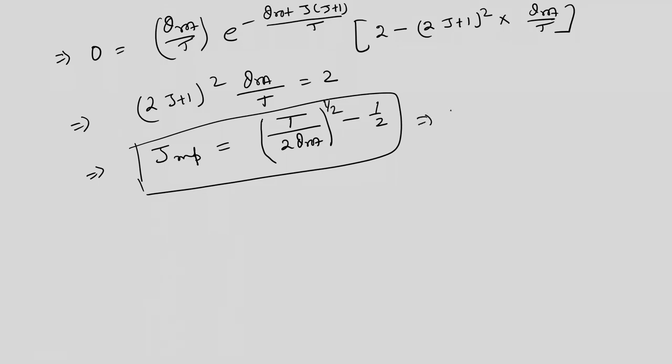This is the most probable J value. As you can see, the most probable J value depends on two quantities. One is temperature, absolute temperature, and another is theta rotational. And if you go back and check, theta rotational depends on moment of inertia or type of molecules you are considering here.